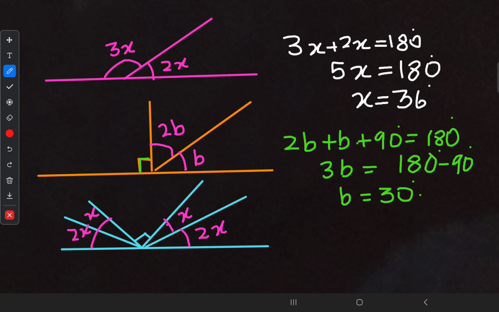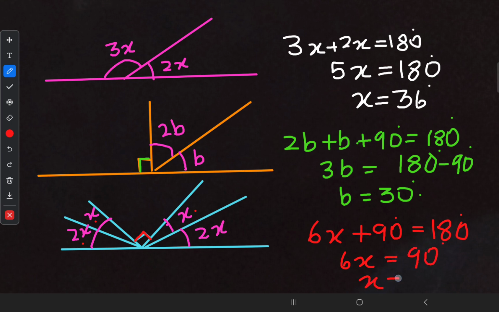For the last one, there is the right angle in between, and there are 2x plus x, 3x plus 4x, 6x. So 6x plus 90 equals 180. That means 6x would equal 180 minus 90. So x equals 90 divided by 6. That will give you x as 15 degrees.